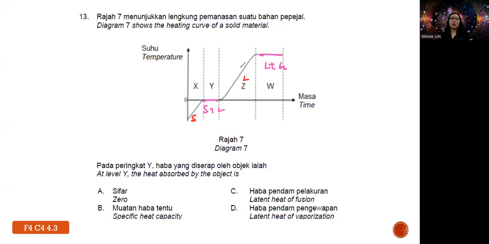So the red one, the solid and liquid part, the heat absorbed is actually related to specific heat capacity, but the part where there is no change in temperature, the heat absorbed is called latent heat. If it is the coexistence of solid and liquid, then it's latent heat of fusion. If it is latent heat of vaporization, then it will be over here. Okay, so the answer is C.